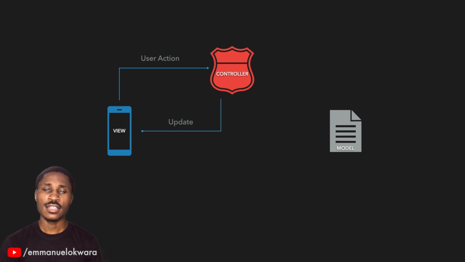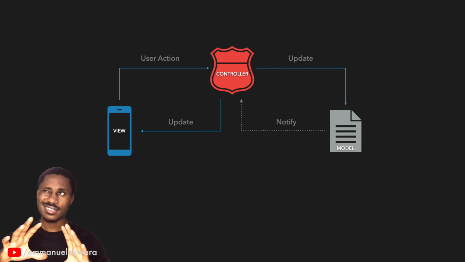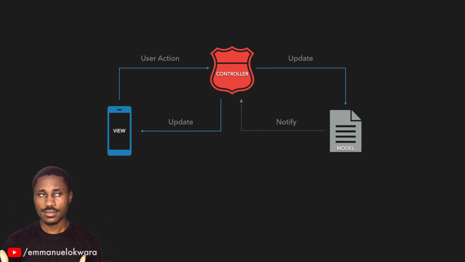All right. Then alternatively, if the user action requires some data from the model, then the controller just goes to the model and updates the model if it needs to update. But if it needs to retrieve, it just gets the data from the model, and then the controller is notified whenever it is done, and then the controller just goes ahead and updates the view. So that's like the general description of the flow throughout the entire MVC design pattern.